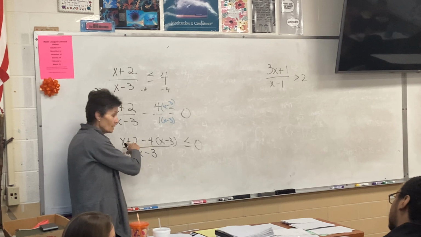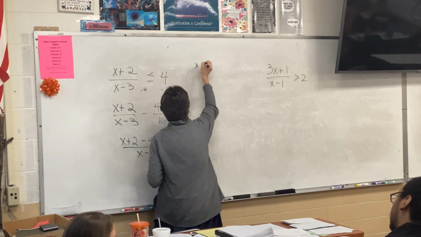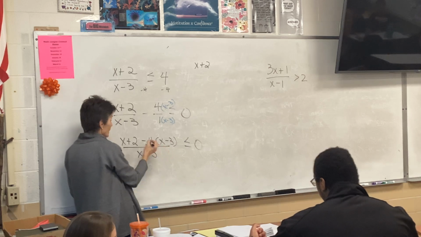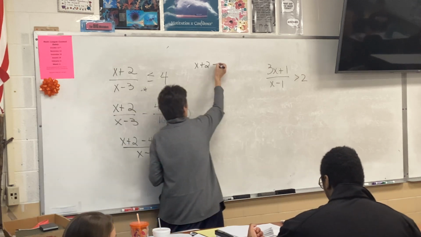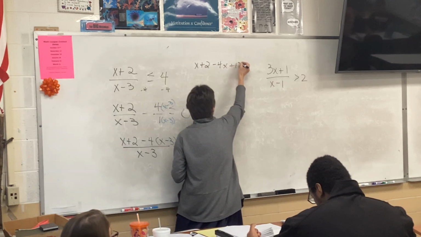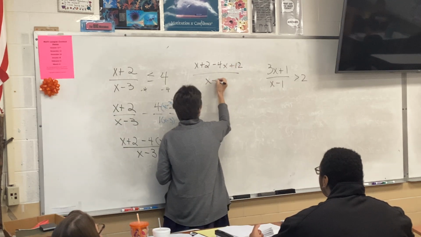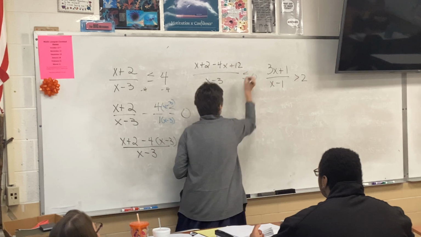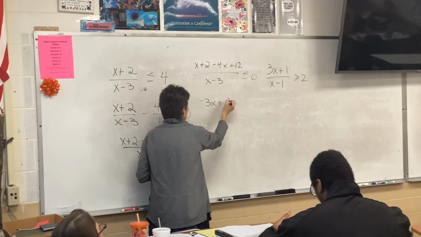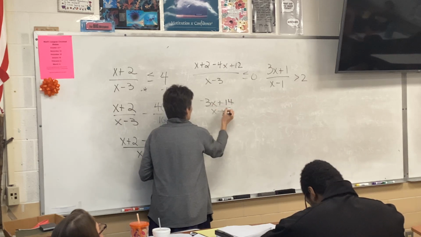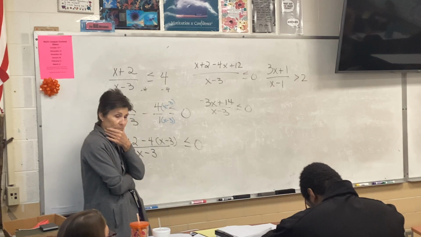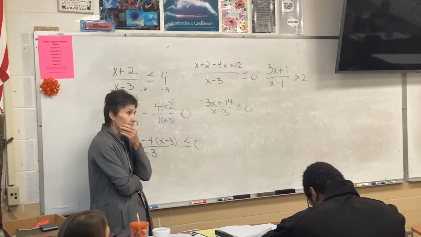The top. So the top is going to be x plus 2. Now be very careful. This is going to be minus 4x plus 12. And then I can combine even more, negative 3x plus 14 over x minus 3. Are you keeping up with me?